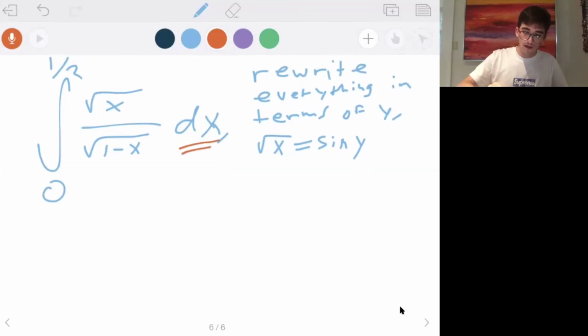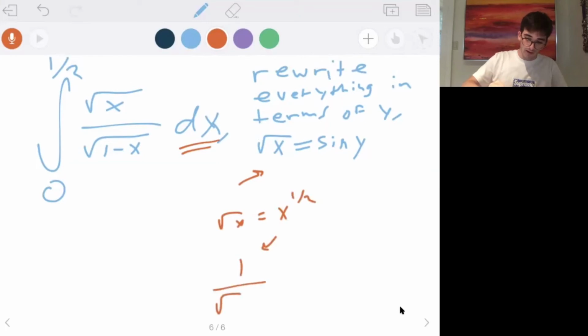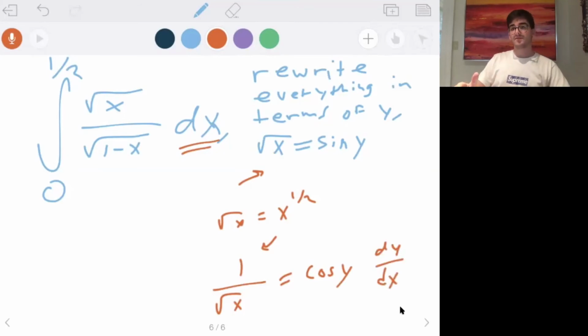So to do that, we're going to have to take the derivative of this equation. Okay, well, square root of x, that's the same thing as just x to the 1/2. So taking the derivative of that will end up being 1 over the square root of x on the left-hand side, equaling, well, it's going to be cosine of y, because derivative of sine is cosine, but we have to multiply by the derivative of the inside, because that's a chain rule right there. So it's going to be cosine of y times dy dx. This right here, by the way, is an example of implicit differentiation. There's a video on that coming very soon.